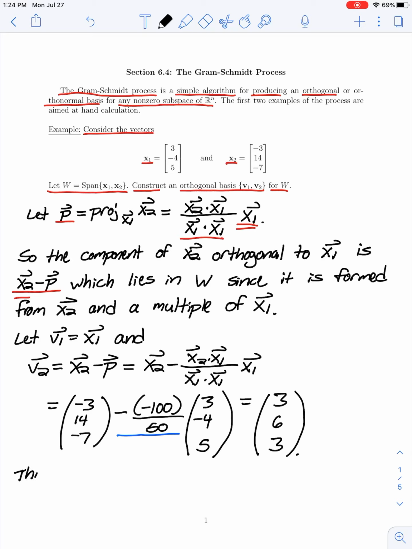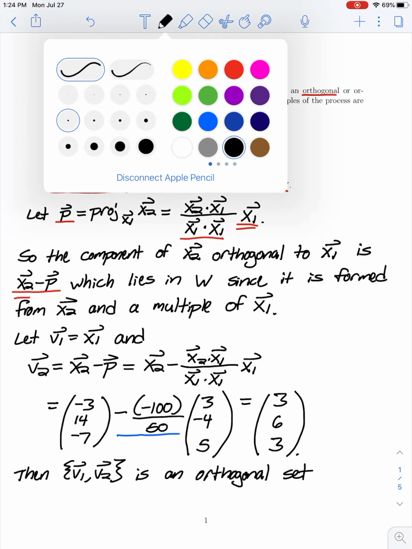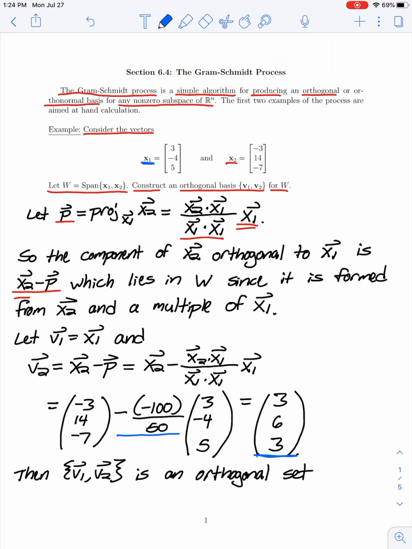So the vectors v1 and v2, where v2 was the component of x2 orthogonal to x1, is an orthogonal set, which we can verify by taking the dot product of v1, which was x1, with this new vector that we just produced, v2. So here we can double check quickly. If we take x1 and this new vector v2 and take their dot product, we have 9 minus 24 plus 15, which is indeed 0. So they are an orthogonal set of vectors. And they are clearly non-zero vectors, which lie in W.